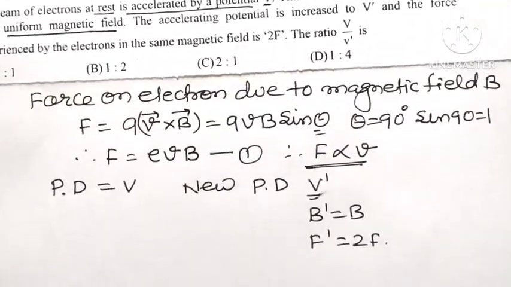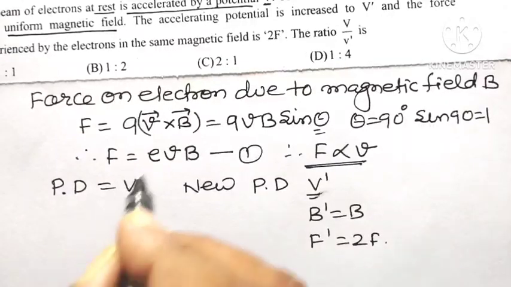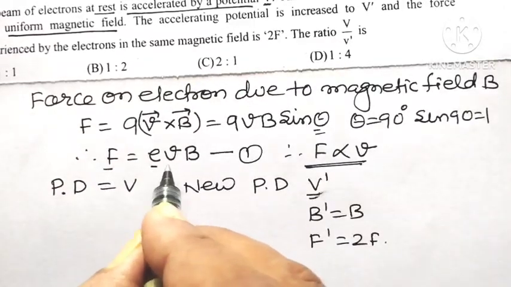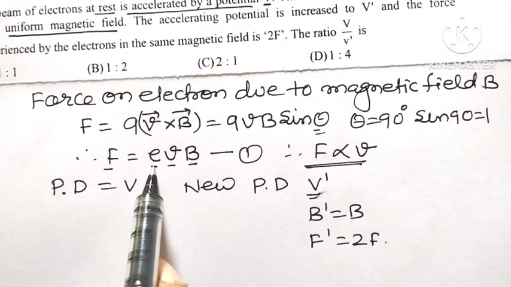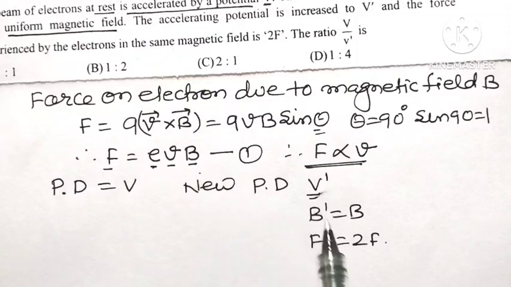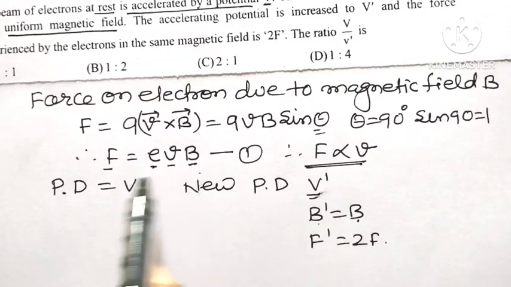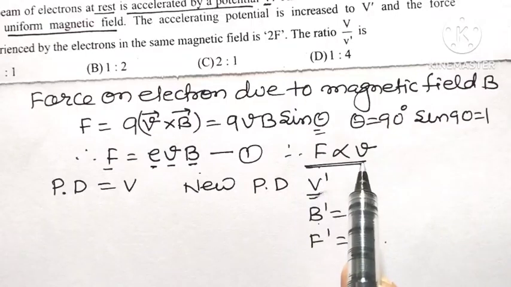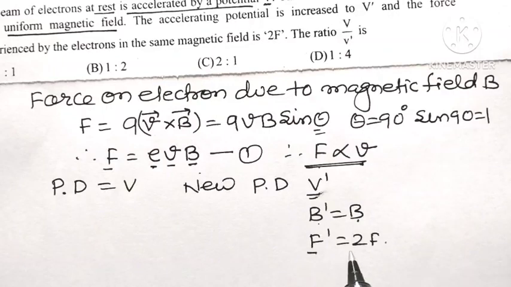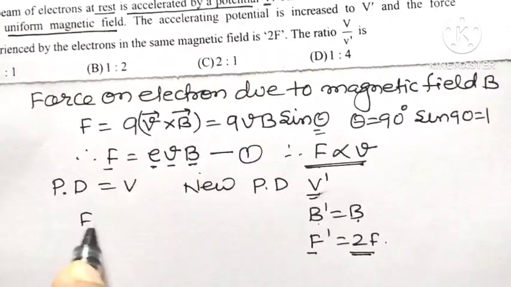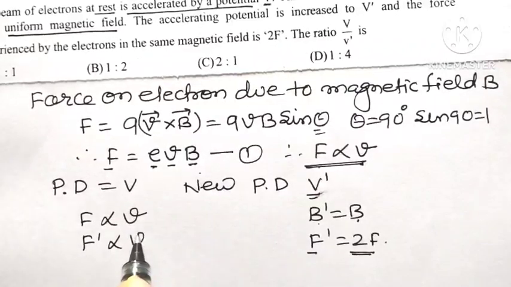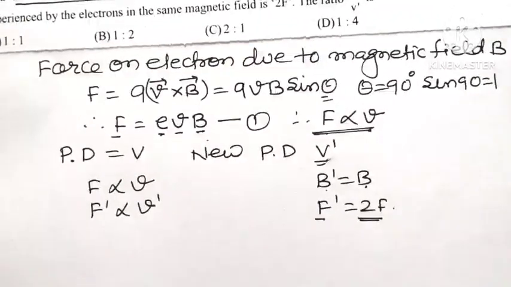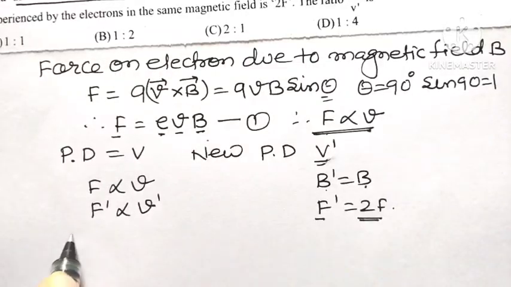F dash is equal to 2 times F. As we know, force F is equal to E V B. Charge on the electron remains unchanged. The magnetic field is kept the same. It means this force is directly proportional to the velocity with which the electron is moving. And as F dash is equal to 2 times F, F is proportional to velocity, so F dash is proportional to v dash, but F dash is equal to 2F.